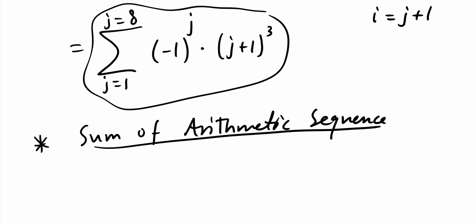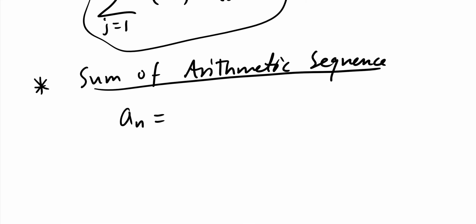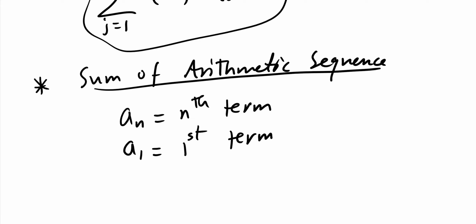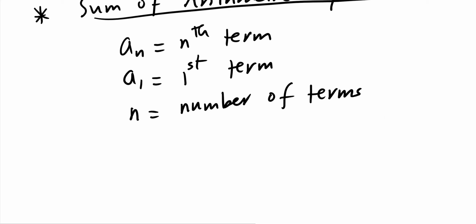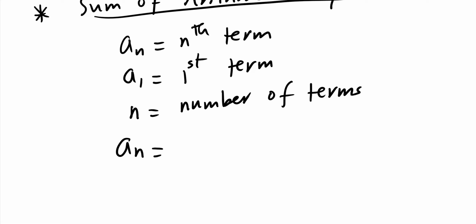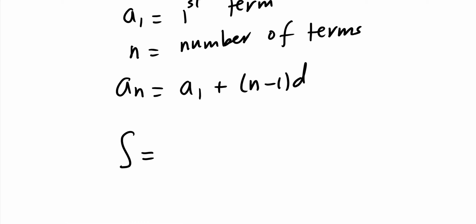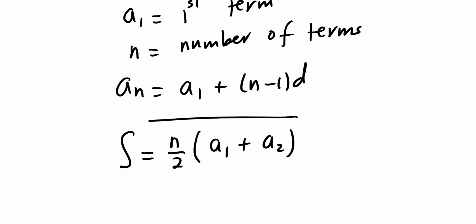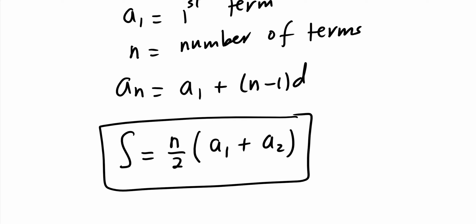Yes, there is. So we define an to be the nth term of the arithmetic sequence. a1 is the first term of the sequence. And n is the number of terms. So from the previous section, recall, we proved an equals a1 plus n minus 1 times d. And here what we're going to learn is the sum, which I'm not going to prove now, is the number of terms divided by 2 times a1 plus an. That gives us the sum of the arithmetic sequence.